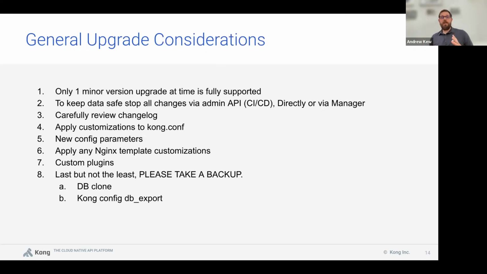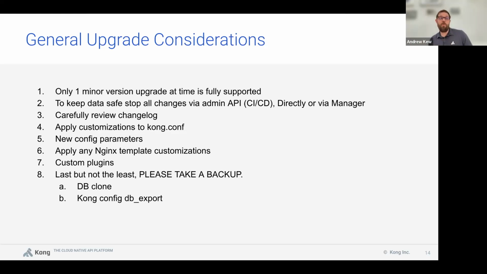Okay, so those are the upgrade strategies, but what do I need to consider? What are the things I need to think about when I'm upgrading? So this slide talks about the general upgrade considerations. This is not just for Kong 3, but for any Kong upgrade. One of the big things to understand is that Kong only supports one minor version upgrade at a time. So if you are going from Kong 2.8 to Kong 3, you need to go from 2.8 to 3.0, 3.1, 3.2, and I'll show that in a bit more detail.